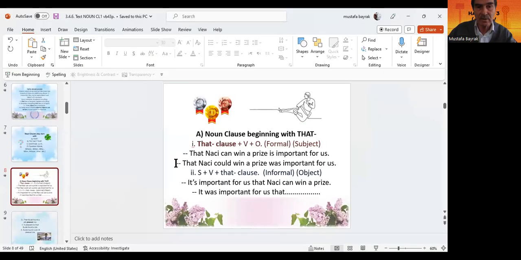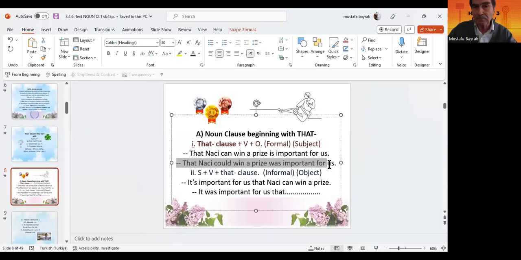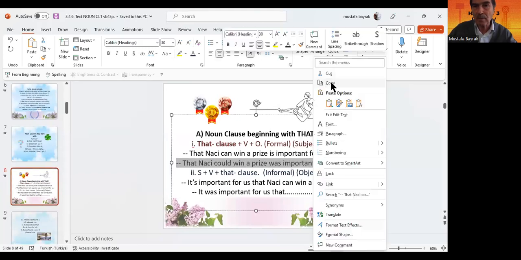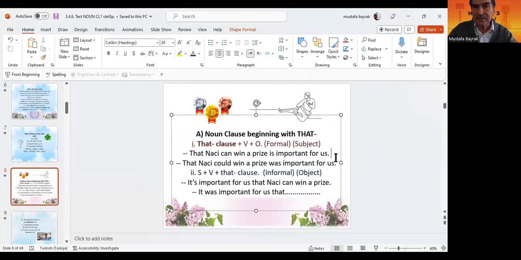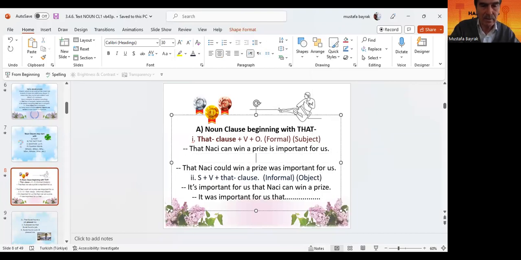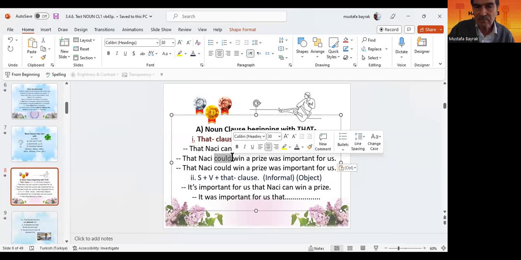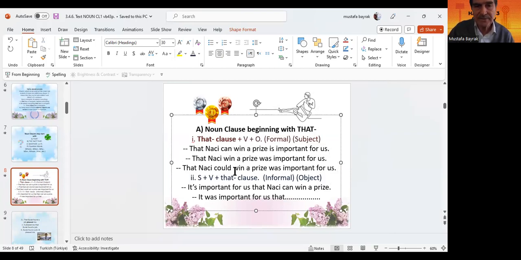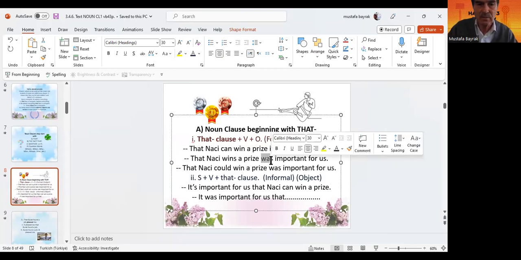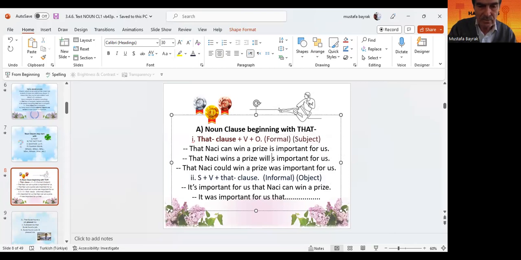For example, let me copy one of them and let's write it here. For example, that Naci wins a prize will be important for us. Okay, will be important for us, must be important for us.